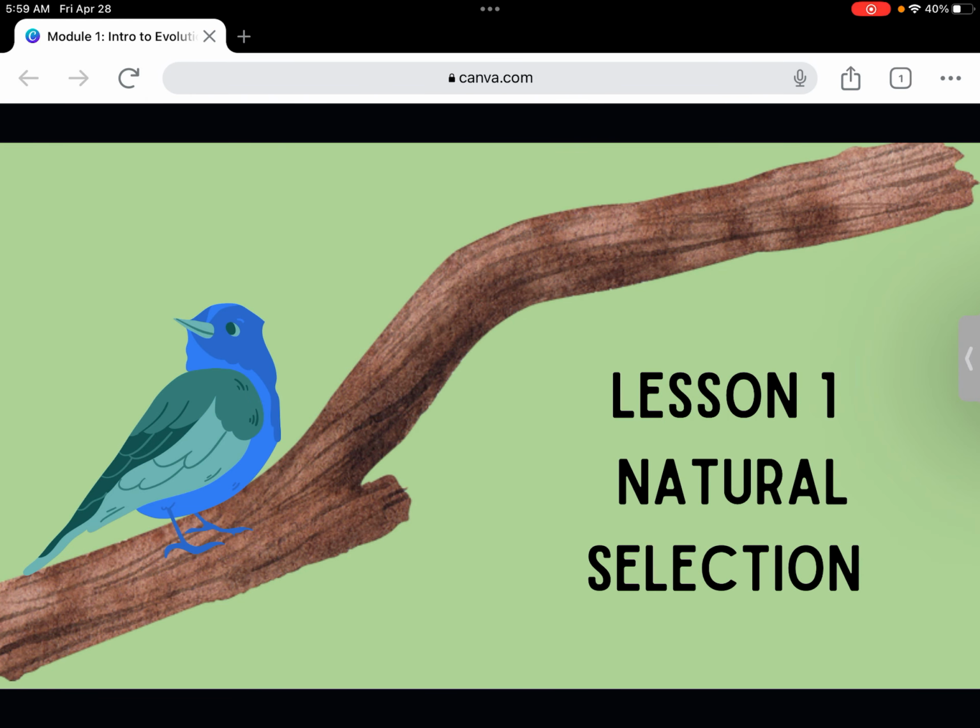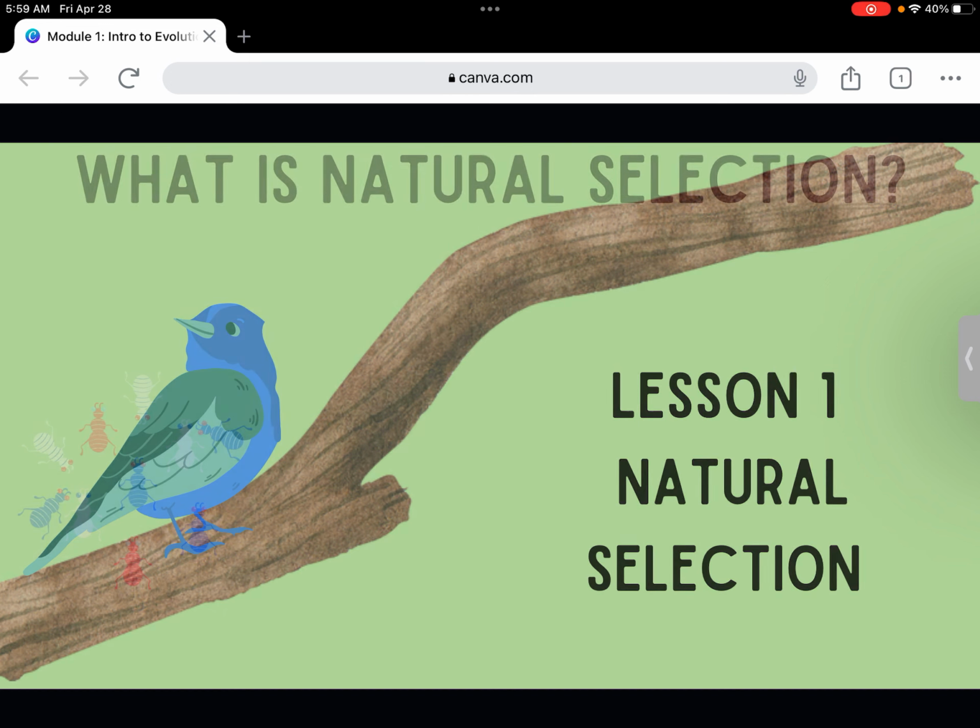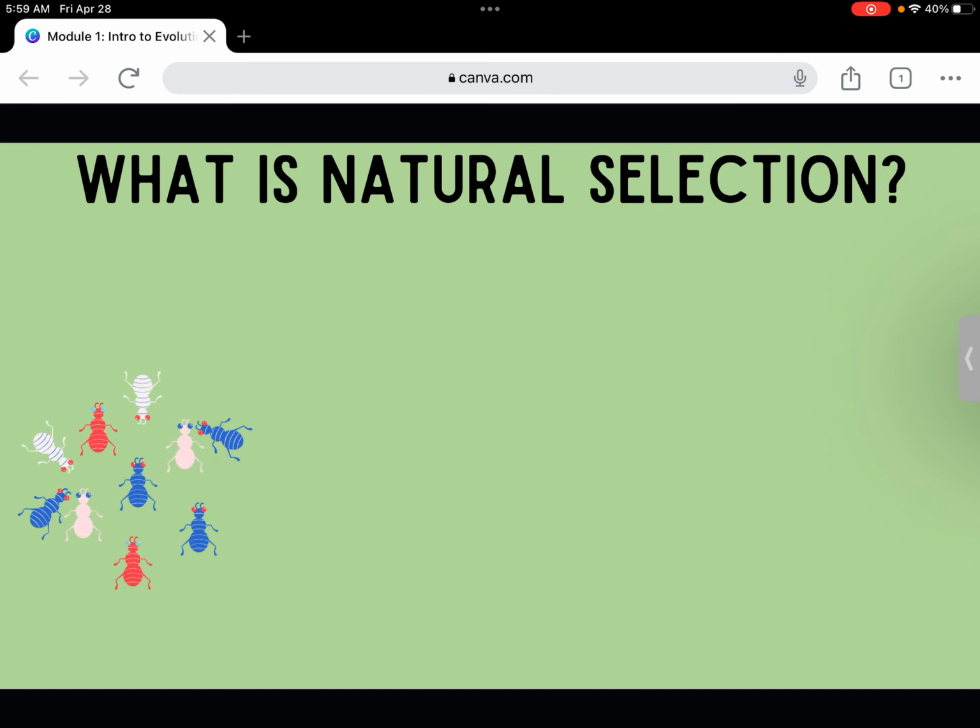Lesson 1, Natural Selection. So before I give you all the scientific details about what natural selection is, let's examine a population of colorful ants.